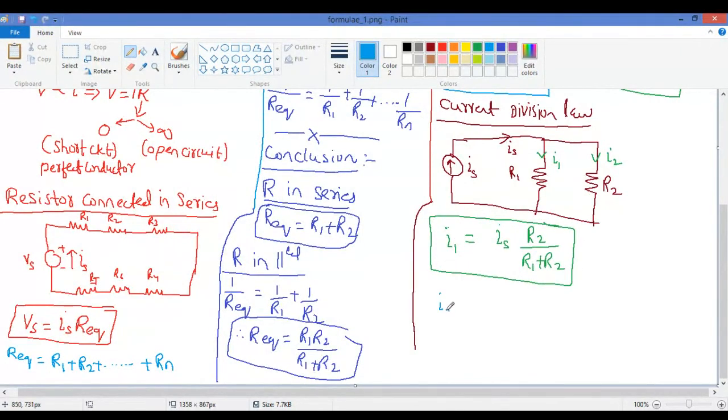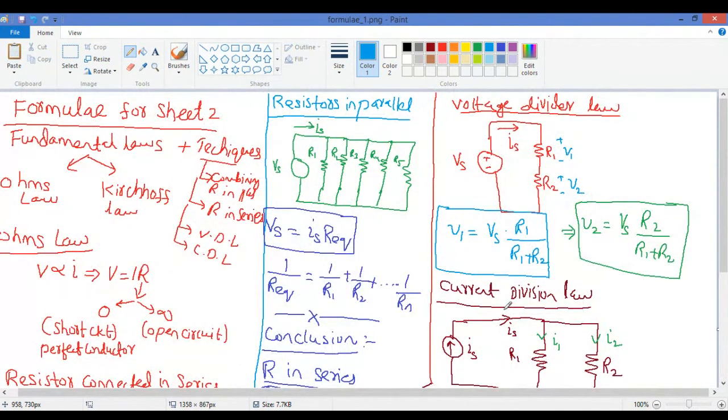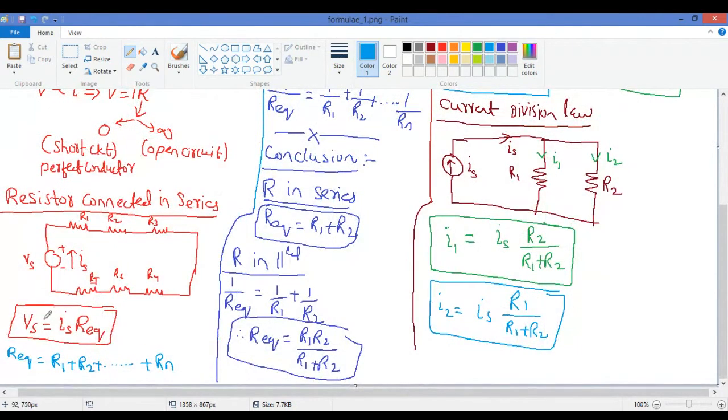Then I2 is nothing but the total current times R1 by R1 plus R2. So now tell me, all of you, did you understand all these laws? This is very important. We have seen how many formulas in total? First formula, V is equal to IR. Second, to find R equivalent: in series it is R1 plus R2, and in parallel it is R1 R2 by R1 plus R2.